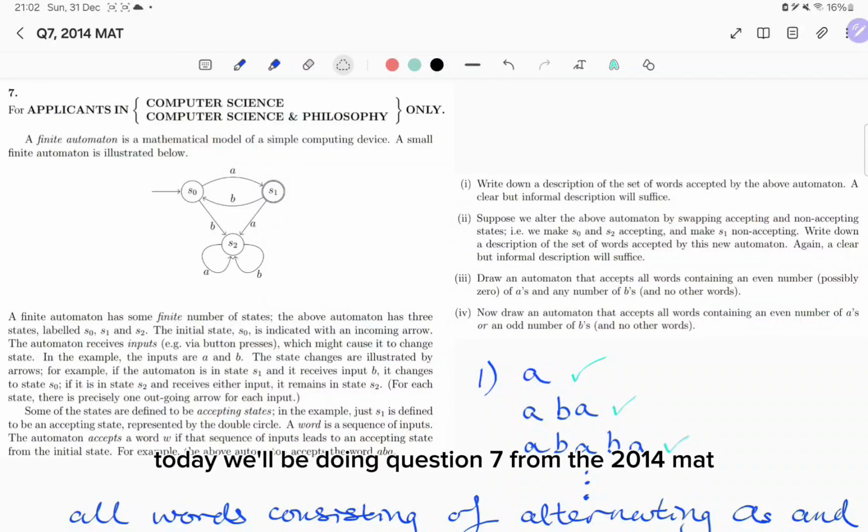Today we'll be doing question 7 from the 2014 MAT. This is a question for computer science and philosophy or computer science applicants only. Question 7. A finite automaton is a mathematical model of a simple computing device. A small finite automaton is illustrated below.